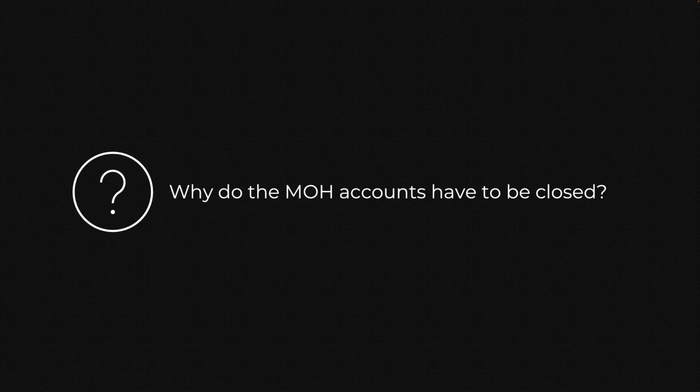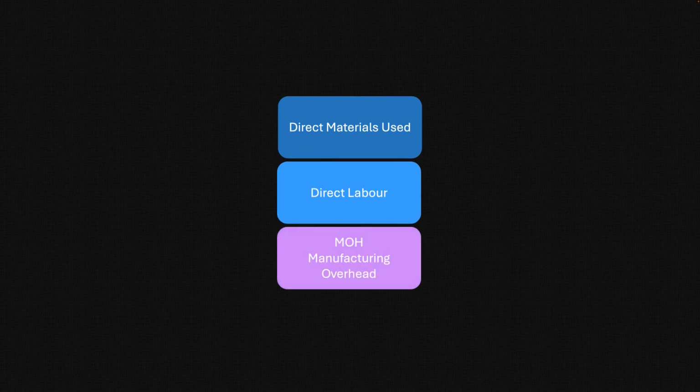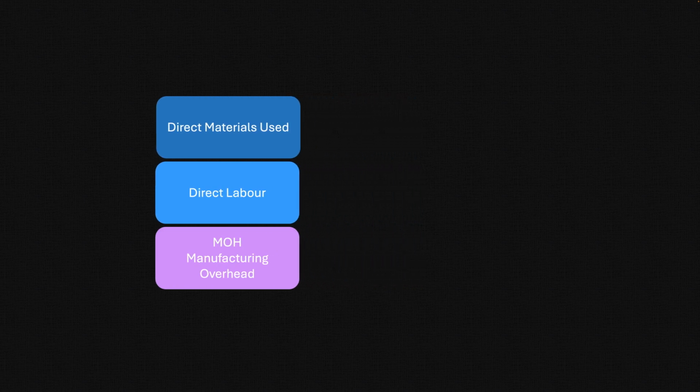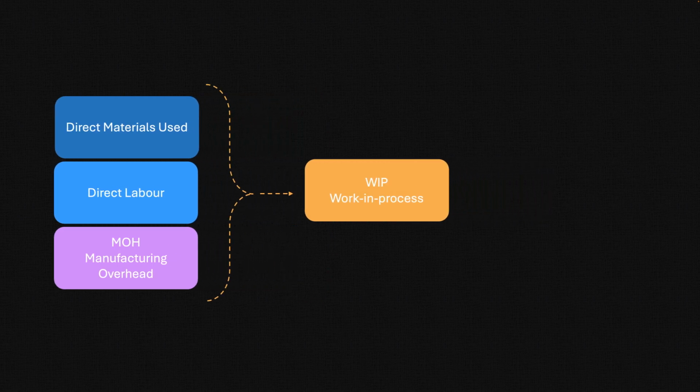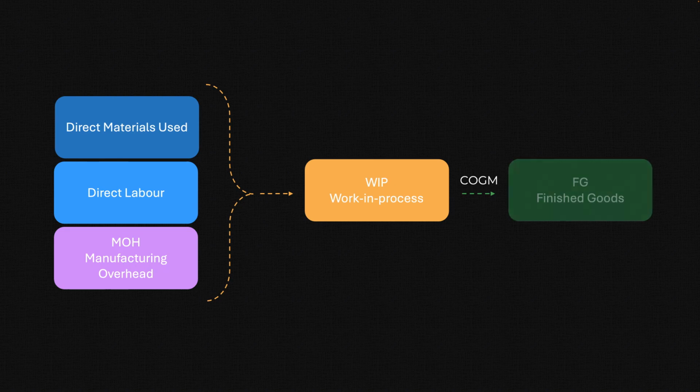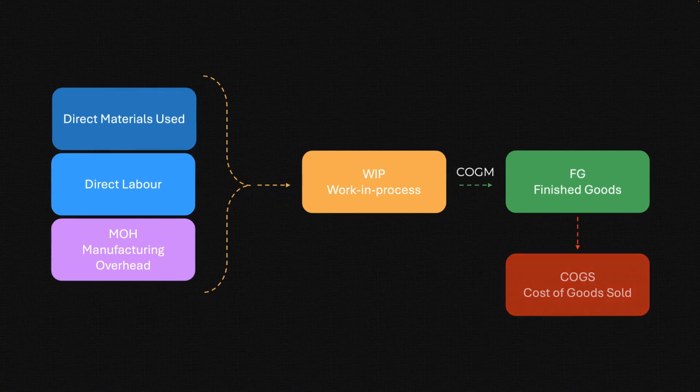Let's do that. We start with direct materials. The direct materials used and the direct labor used, the manufacturing overhead. These amounts end up being put into production. They go into an account called work in process, or WIP. Now, the work in process that is completed during the period is known as the cost of goods manufactured, or the COGM, and those amounts get transferred into finished goods, or FG. And the finished goods that are sold, those are called the cost of goods sold, or COGS.